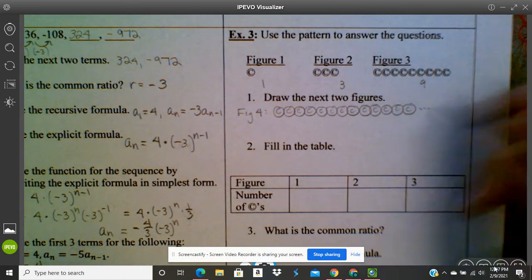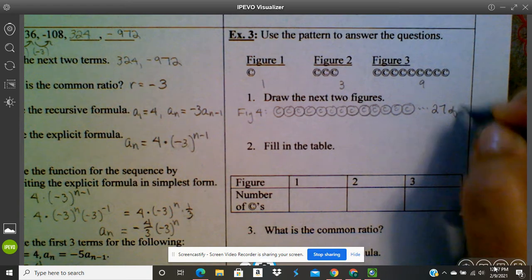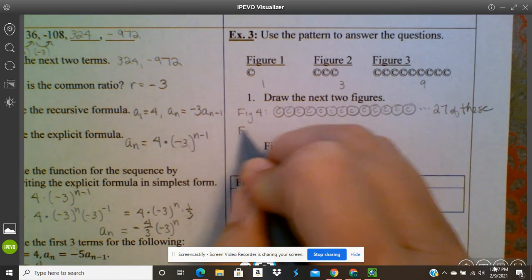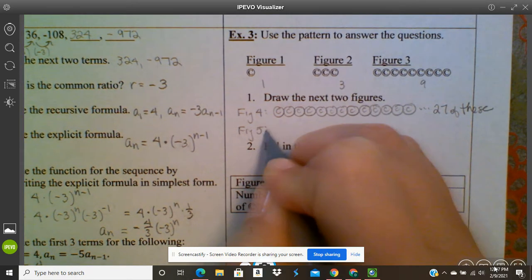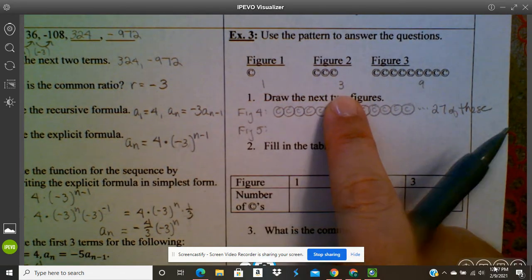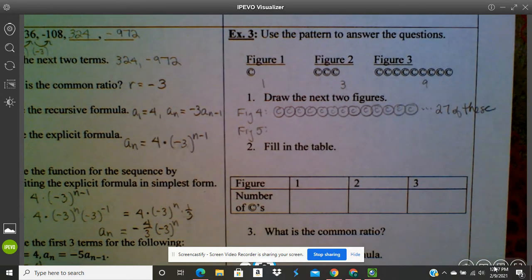Oh my goodness, 27 of these. Oh, Robadeer, what were you thinking? I don't know. So figure 5, how many of these would I need? Well, I've gone from 1 to 3 to 9 to 27.